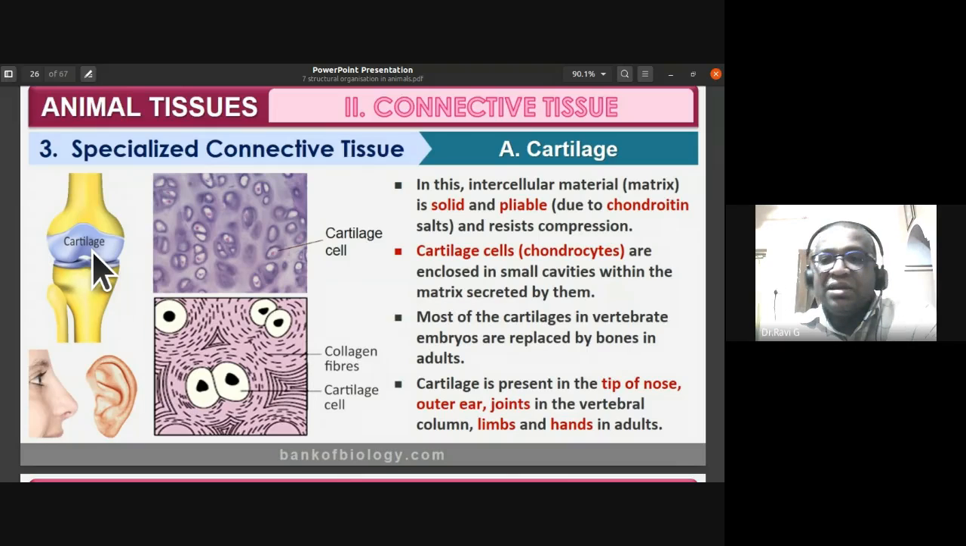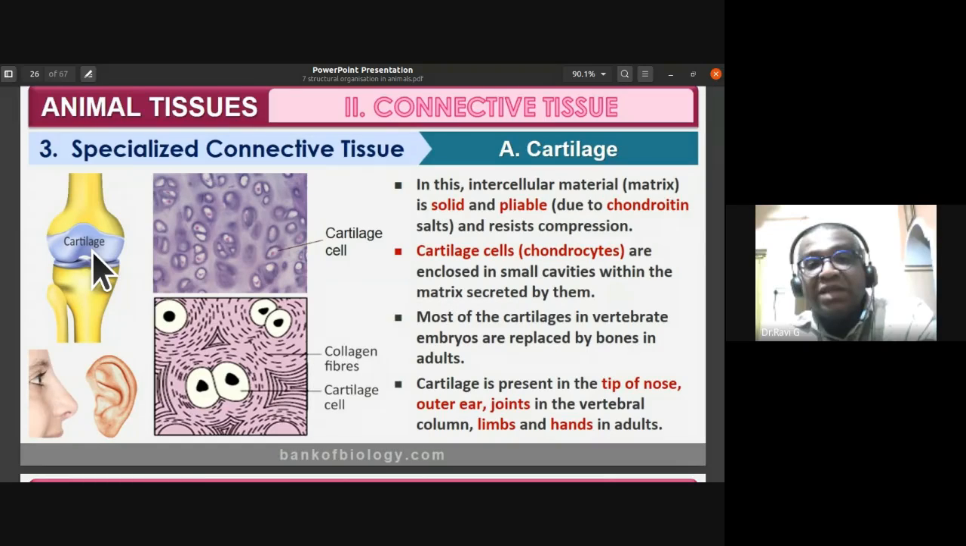The intercellular material or matrix of the cartilage is solid and pliable because of the chondroitin salts present in it, and it also resists compression. The cartilage cells or chondrocytes are enclosed in small cavities within the matrix secreted by them. Most of the cartilages in vertebrate embryos are replaced by bones in the adults.